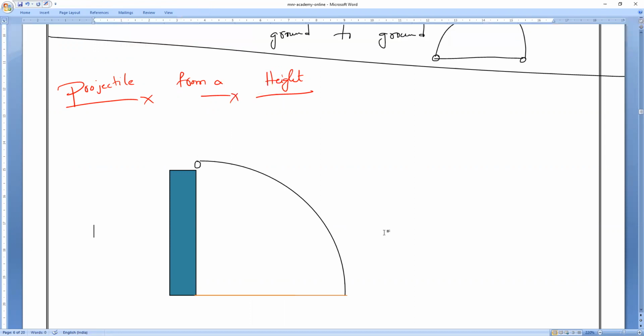Now the body is projected with some initial velocity u. At this time, the body is here. By the time, what is the velocity in y direction? The body has not yet started, it is only going to start. At this initial point, what is the velocity in y direction? Zero. Understood? And we all know that the velocity in x direction always remains constant. Let me take it as u.